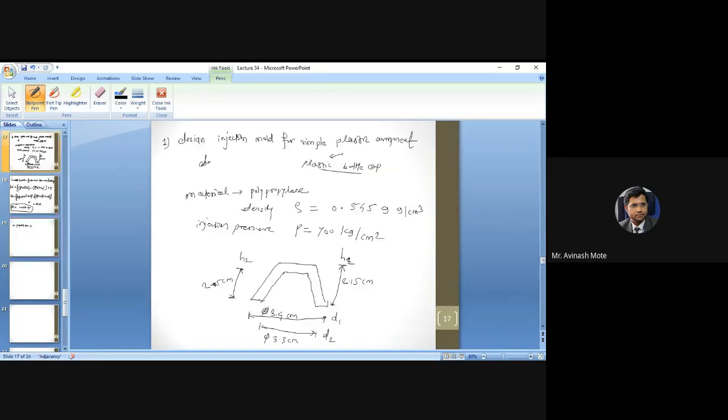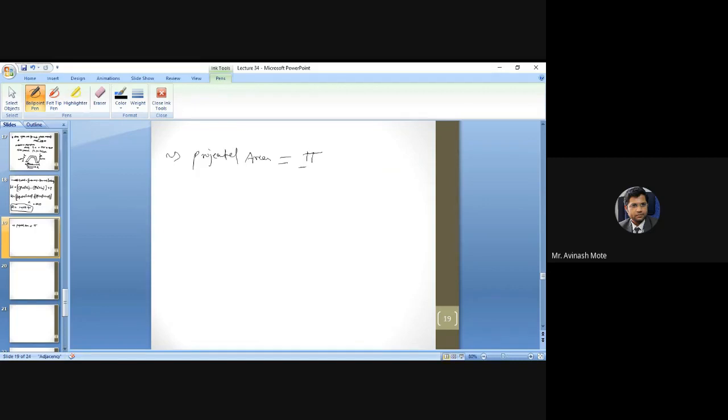So simply, this larger area is the facing area on which we are going to give the pressure. As the cavity is not transparent throughout, we have to consider the complete area. So it will be pi by 4 d1 square. D1 is 3.4, so it will be pi by 4 into 3.4 square, which comes out to around 9.079 centimeter square. This will be the projected area.